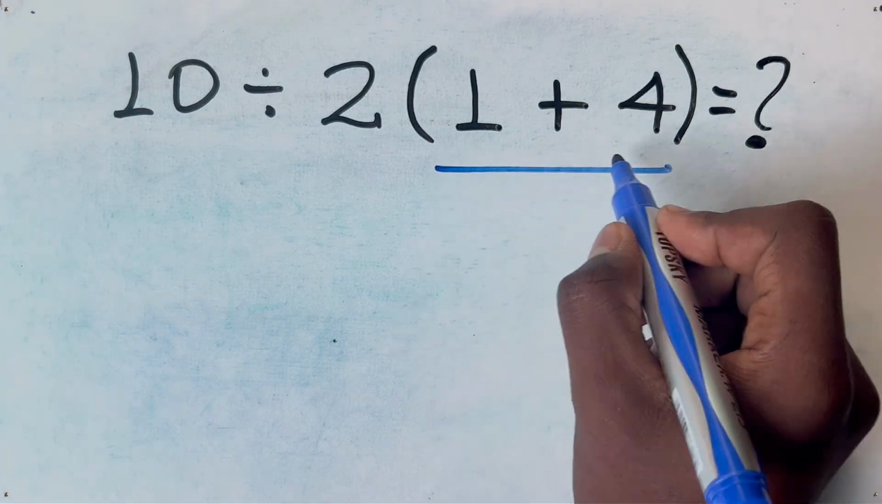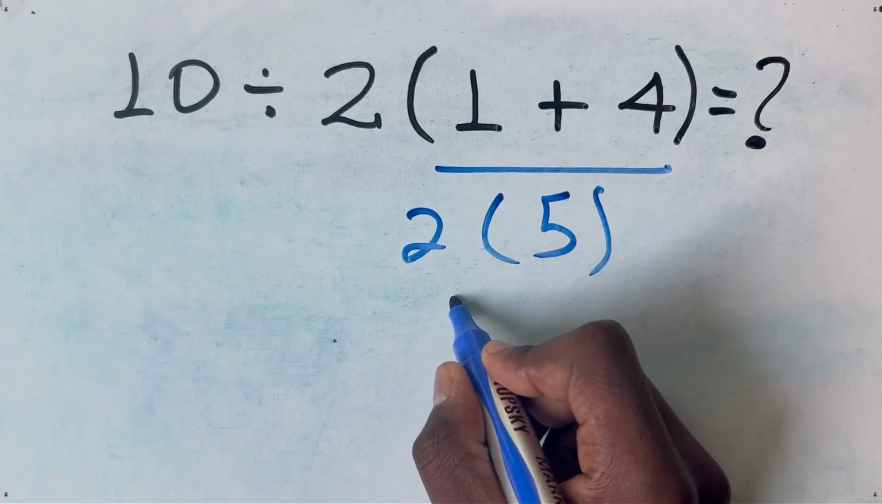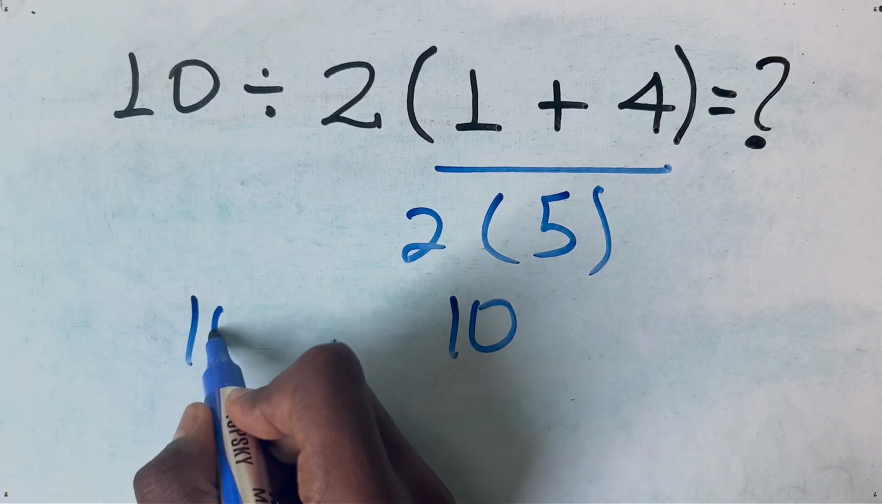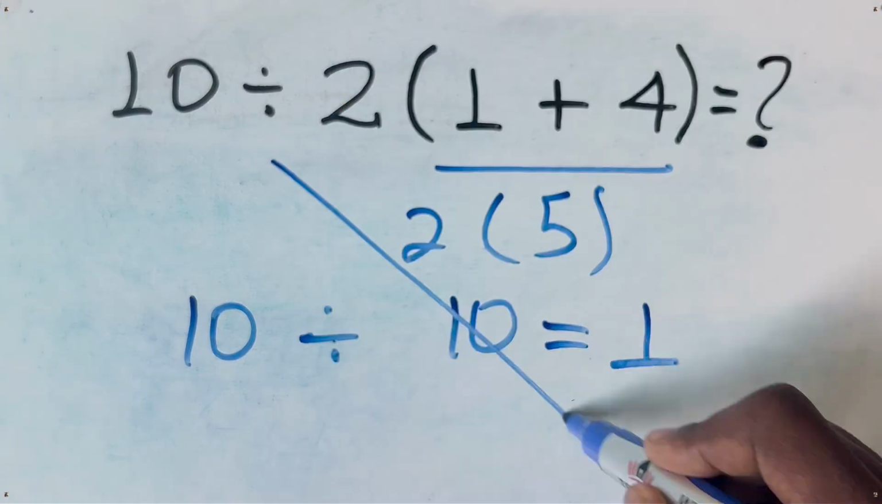1 plus 4 gives us 5, and then 2 times 5 equals 10. So 10 divided by 10 is just 1. But this answer is not correct.